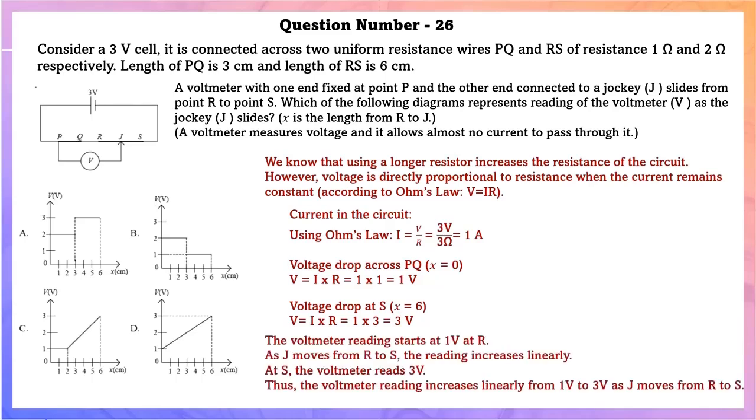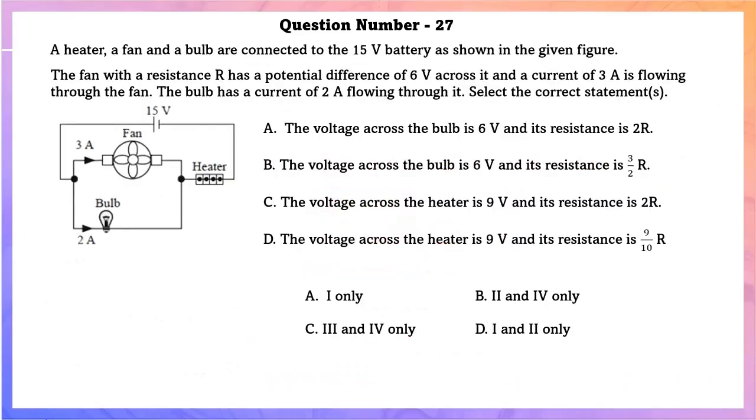The voltmeter reading starts at 1 volt at R. As the jockey moves from R to S, the reading increases linearly. At S, the voltmeter reads 3 volts. Thus, the voltmeter reading increases linearly from 1 volt to 3 volts as the jockey moves from R to S. The correct graph which represents this is the D option.